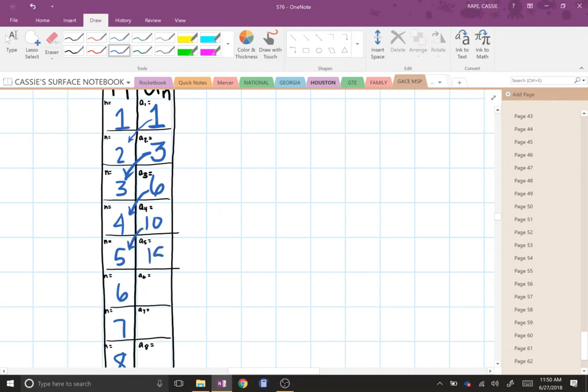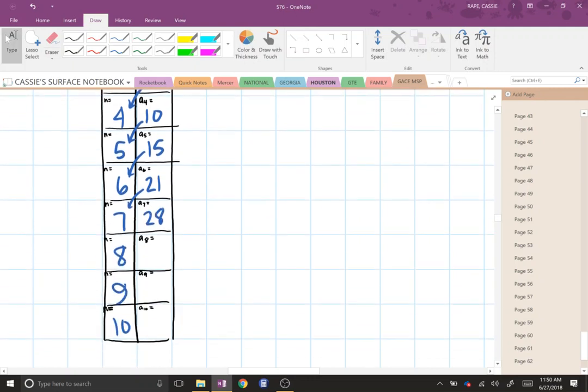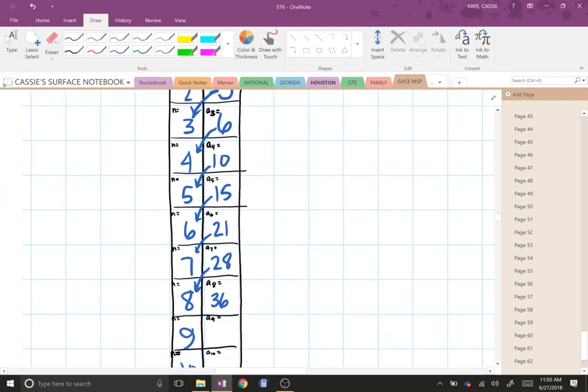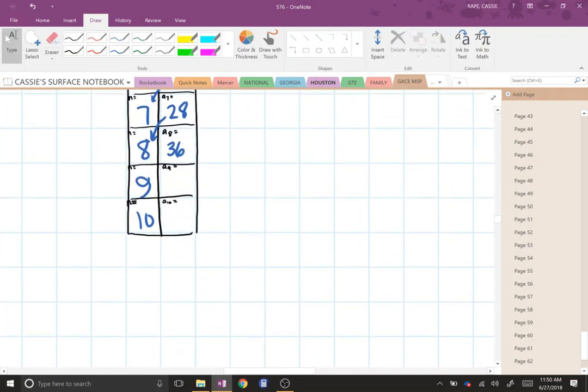10 plus 5 is 15. 15 plus 6 is 21. 21 plus 7 is 28. I'm just going to go ahead and finish since I already wrote these out. 28 plus 8 is 36. 36 plus 9 is 45, and 45 plus 10 is 55. All right, so I know that those are my values.